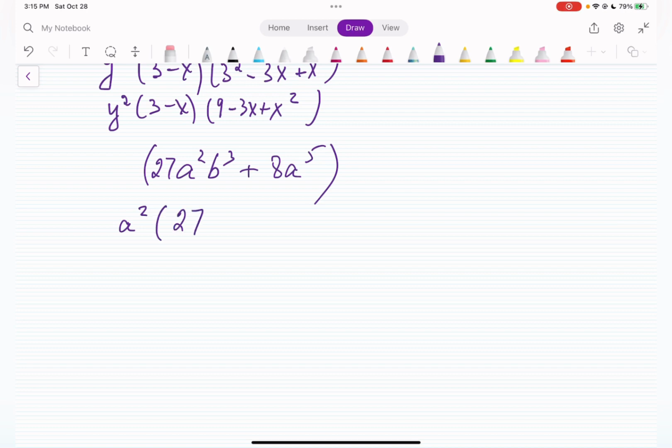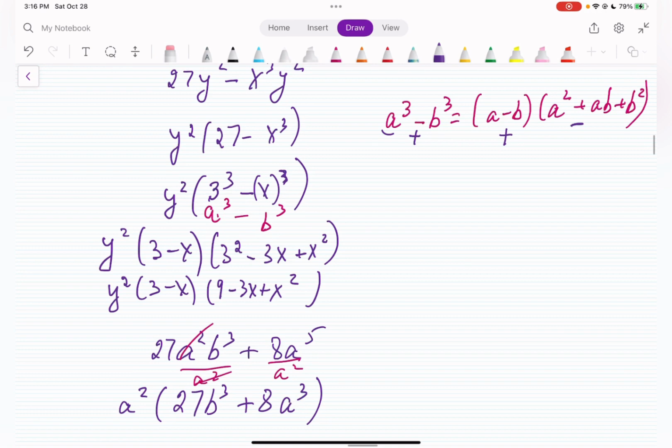And I am getting 27. Why? I don't even know why I put it. I guess I'm tired. Okay, 27 b cubed. Wait. Yeah, no. Plus 8 a to power 3. Why 3? Because practically, what did we do? We divide by a squared, right? Both parts. This a squared is gone. Here it will be 5 minus 2 is 3. That's why.